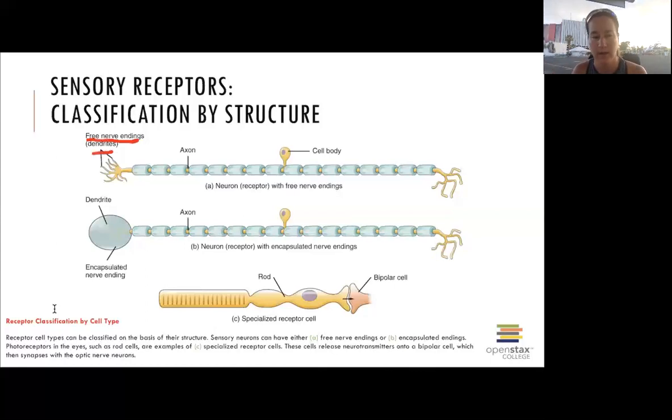And those are, if we're structuring them by their receptor types, free nerve endings is one type. The other type is encapsulated, where they look like that tadpole ending on those. And then there are specific specialized receptor cells, like the photoreceptors in your retina. So there are three structural types: free nerve endings, encapsulated ones that look like tadpoles, and then the specialized receptor cells like our photoreceptors.